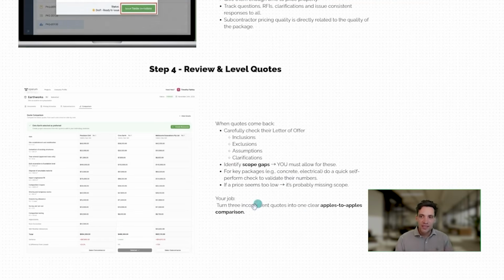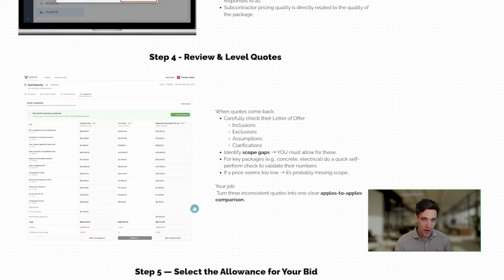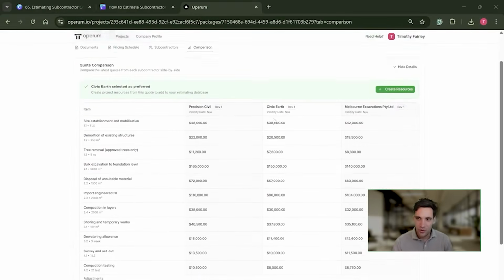So the goal of this step fundamentally is we're taking 3 to 5 inconsistent quotes and we want to transform them into an apples to apples comparison. So I'll give you a quick example of what this looks like.